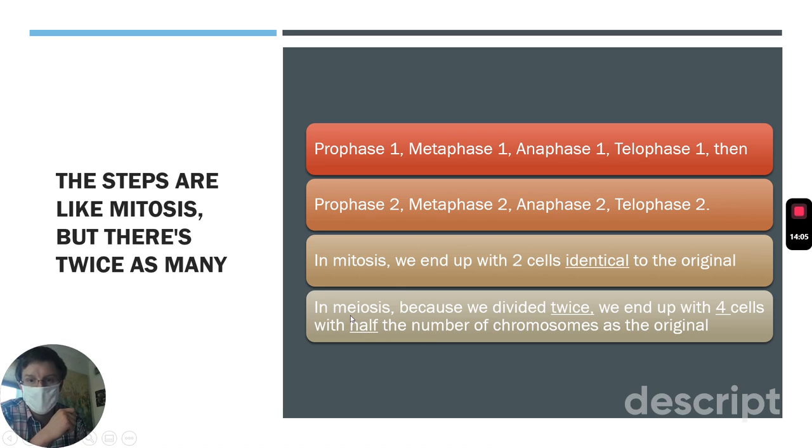Meiosis, what we're about to talk about, results in 4 cells with half the amount of chromosomes as the original. Because remember, we're trying to make another human being or another living organism. So if I have 46 chromosomes and my partner has 46 chromosomes, and the average human being has 46 chromosomes, we don't need to add our 46 together to make another human being.